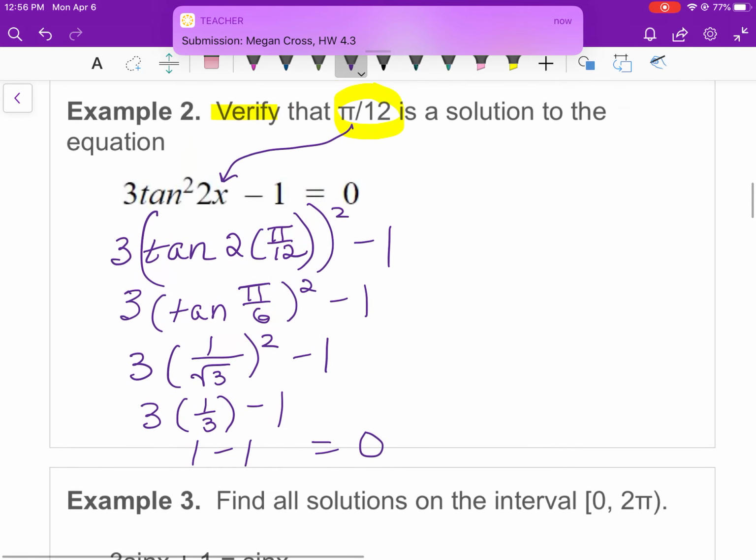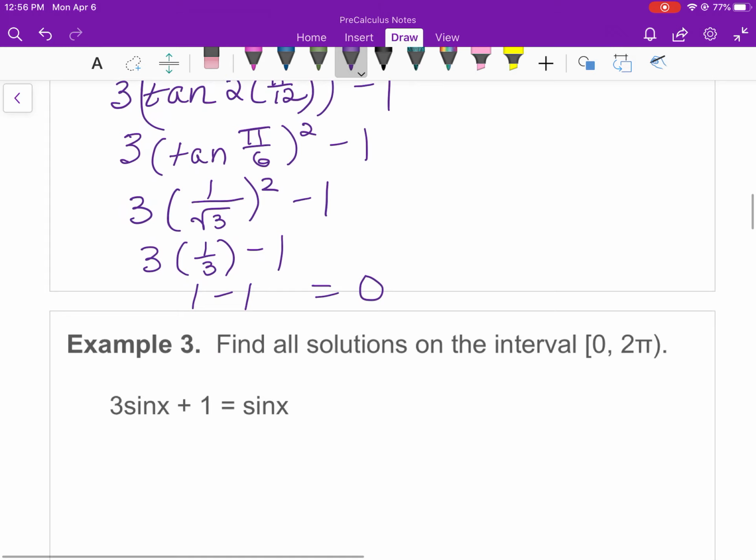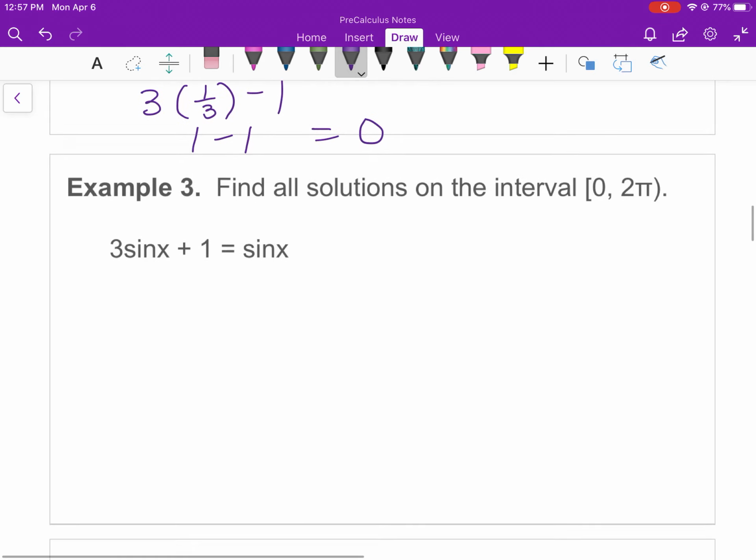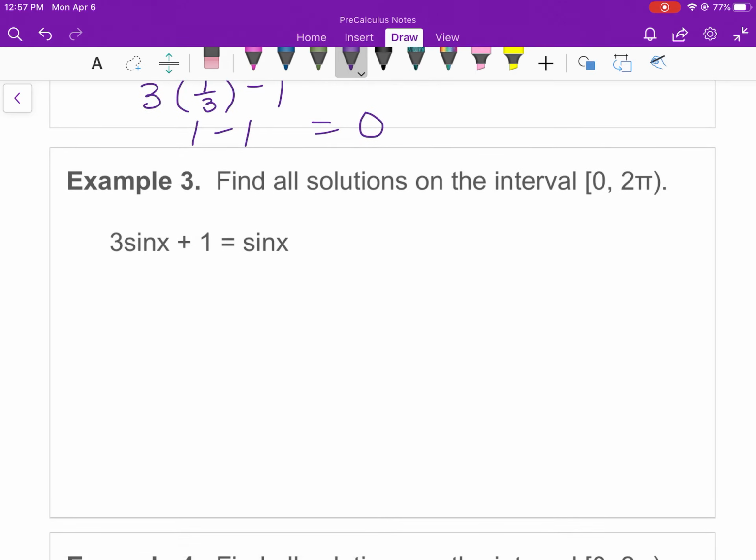All right, so now we're going to move into actually solving equations. Now, you've actually done a little bit of this throughout our trig unit in chapter 4. This is kind of where algebra merges with trig. You're going to be using a lot of algebra techniques, and we'll apply those as we go.